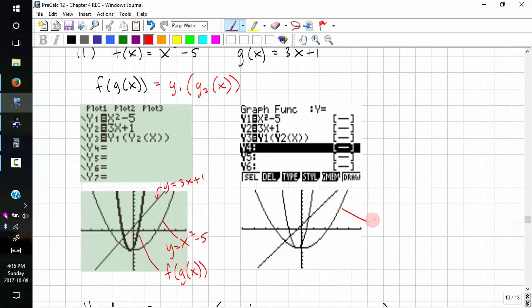Similarly over here, we have our y equals x squared minus 5, y equals 3x plus 1, and y equals f of g of x. And that completes this quick calculator lesson.